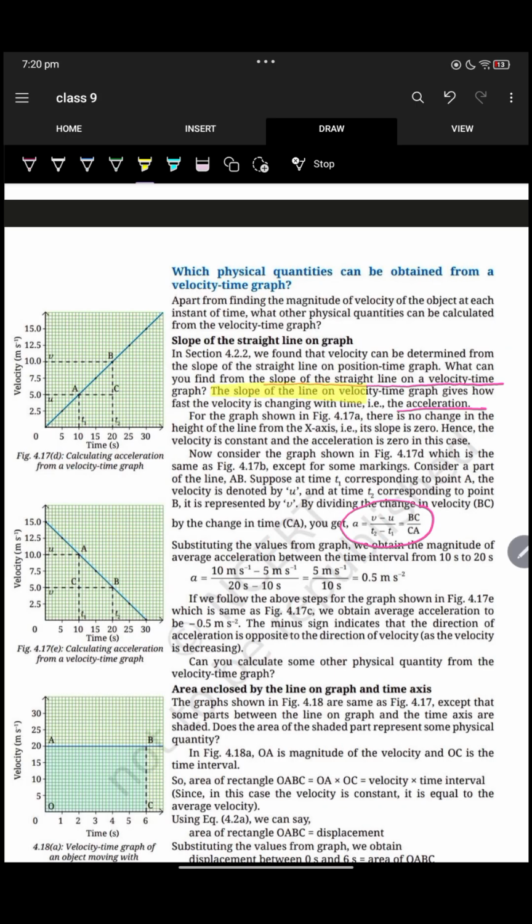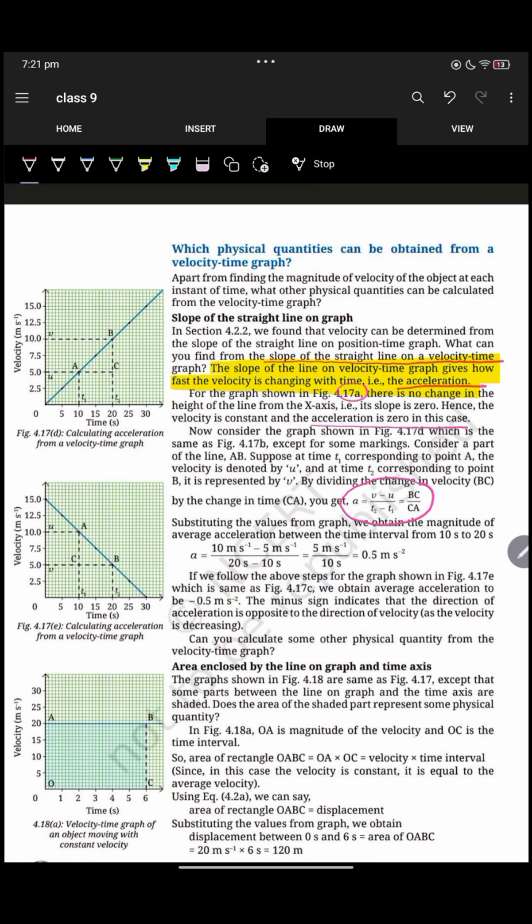The slope of the line on a velocity-time graph gives how fast the velocity is changing with respect to time. That is acceleration. Change in velocity with respect to time is acceleration. Now, if there is no change in the height of the line, that means acceleration is 0, which we had seen in case A, 4.17a. In B and in D, what was happening?